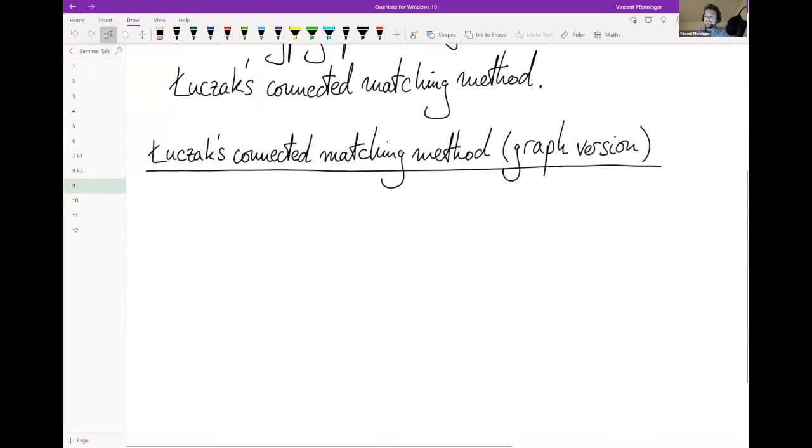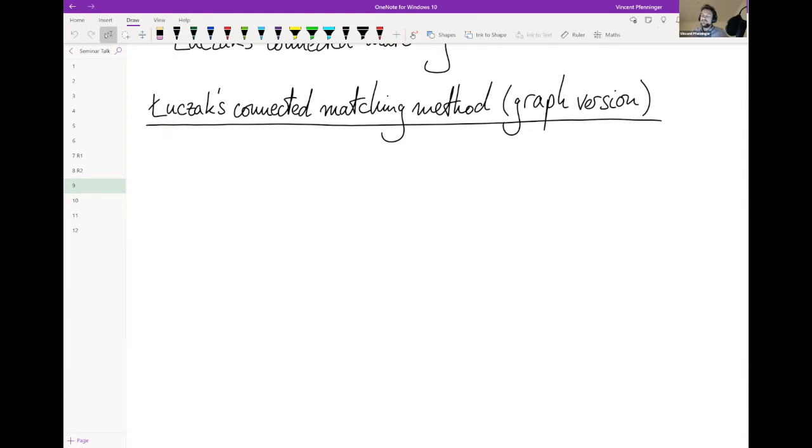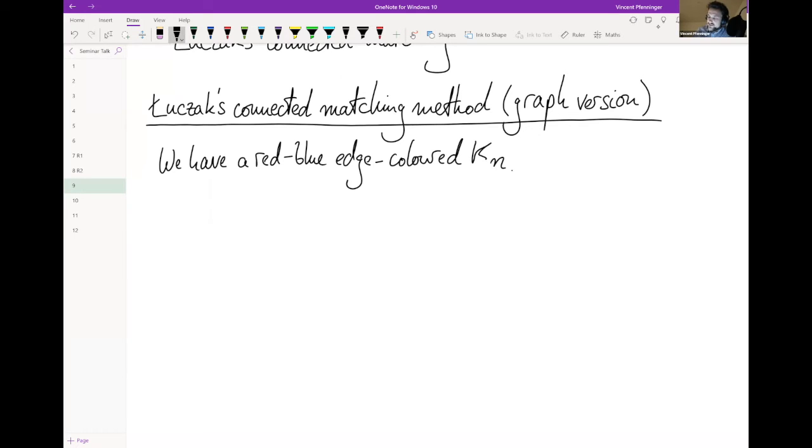Okay, and I will now explain how this works. And just for some simplicity, I will stick to the graph version and not talk about hypergraphs in this part. Okay, so you have a red-blue edge-colored K_n. So what is the first step in the method? The first step is to apply the regularity lemma. Okay, and what do we apply it to? We actually apply it to the graph induced just by the red edges, and then we get a regular partition.